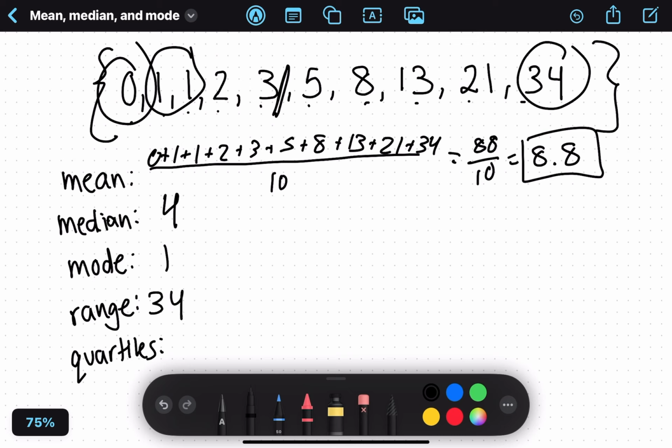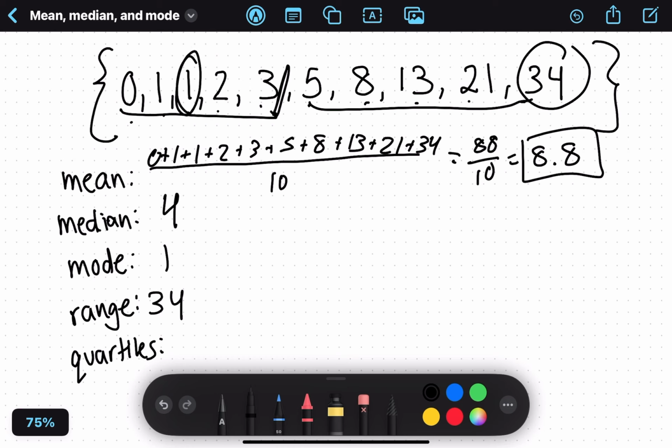And now for our quartiles. We have now our first half and our second half. And they're odd amounts, so that makes it really easy to find our center value. So our first quartile is 1. Our second quartile would be the median, which is 4. And our third quartile would be, boom, 13. It's as easy as that.